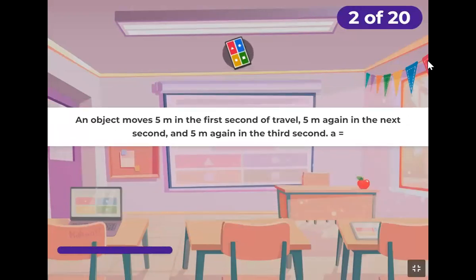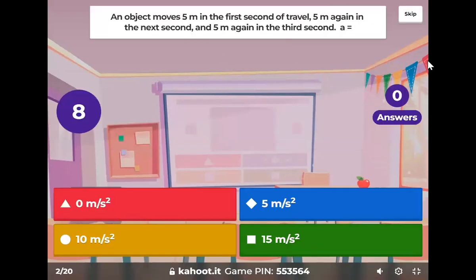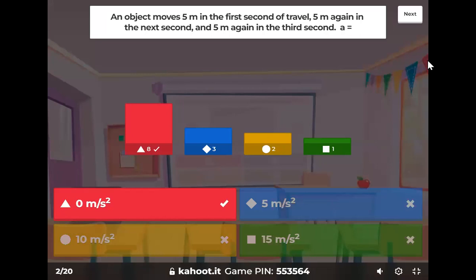Object moves 5 meters in the first second, 5 meters in the next second, 5 meters in the third second. What is the acceleration? Oh, look at you guys go. 0, because there's no change in velocity, right? Let me ask you guys a different question. What's the velocity of that object? The velocity is 5 meters per second. But it's a constant 5 meters per second, which means no acceleration. It's not speeding up or slowing down.